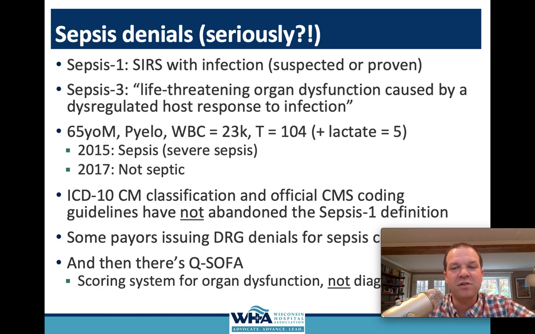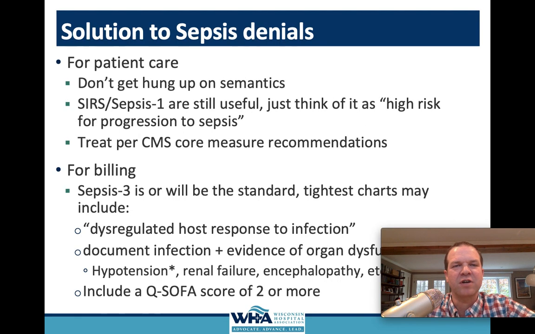In fact, we're being asked to use that definition on a daily basis. But some payers are issuing DRG denials for sepsis claims, saying, hey, there's no Q-SOFA score greater than 2. Hey, you haven't documented a dysregulated host response to infection. This patient isn't septic. What are we to do on the floor, in the ED, in the ICU, with patients in front of us? For patient care, I say don't get hung up on semantics.